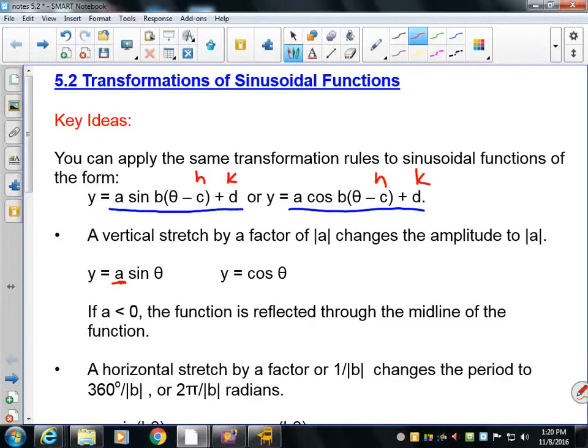Now, if your amplitude was a negative value, like if your a value was -5, for cos, instead of starting at 1, you're going to start at -5, then go up 5. If it was sine with a -5, you're going to start at 0, but then instead of going up to 1, you're going to go down 5, and then up 5. Okay?